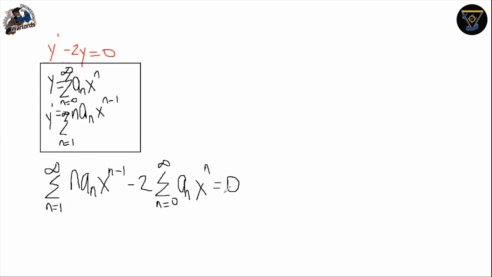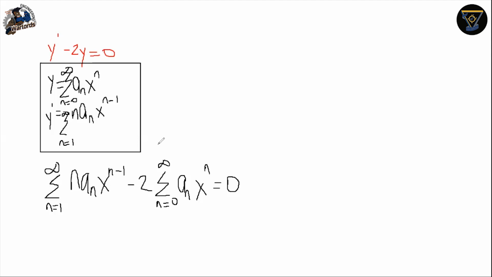So the next step for us is to ensure that we have x^n only, right, for each expression. For this one, we realize that we only have x^n, so that one is good, right? However, for this one here, we have x^(n-1). So we need to change this to x^n. How can we change this to x^n? We need to make a substitution for n. So if we add 1 to here, it's going to be x^n, right?